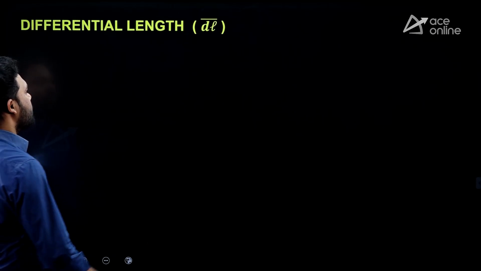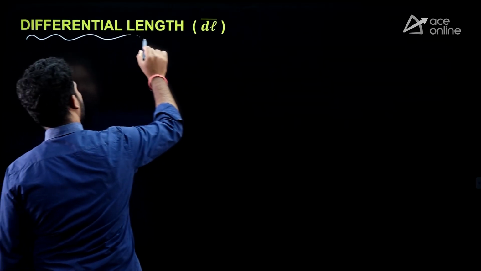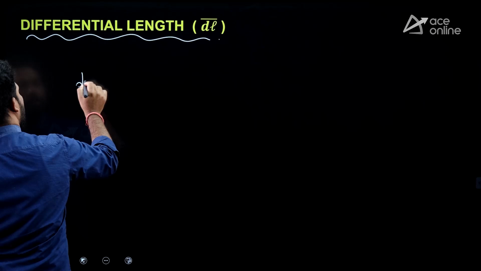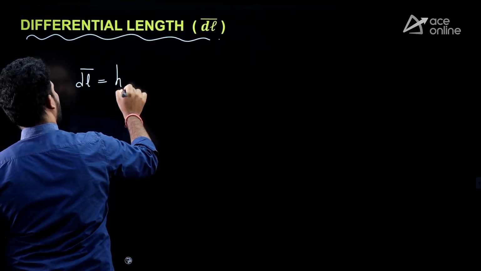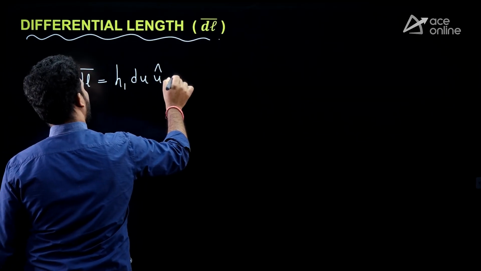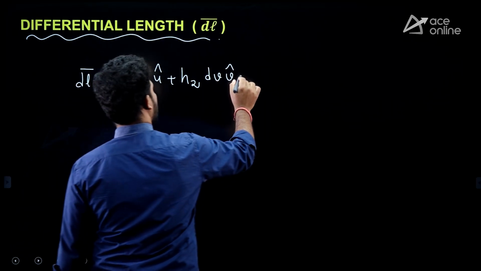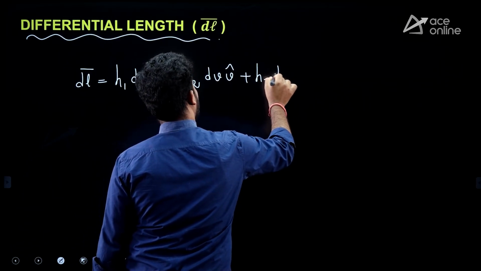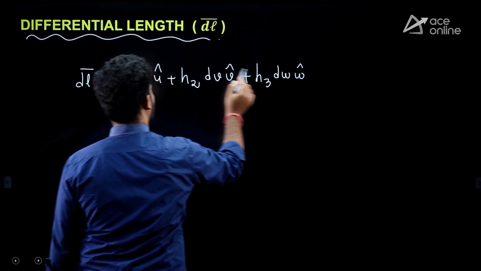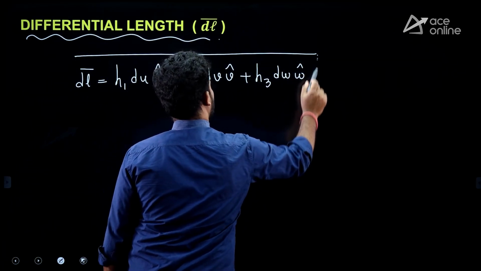Clear, friends? So what happens to the differential length? The standard form is dl = h1 du u cap + h2 dv v cap + h3 dw w cap. Clear, guys?